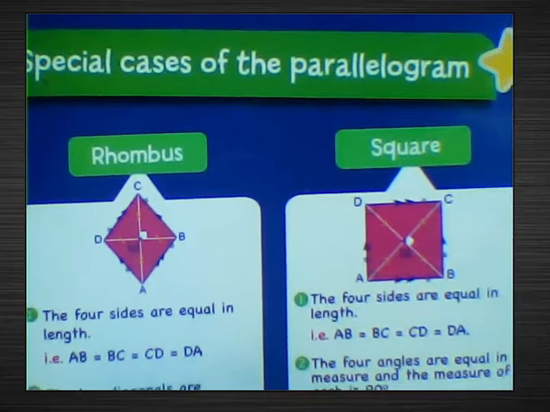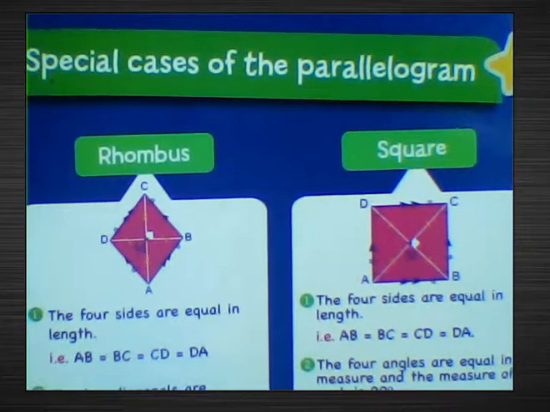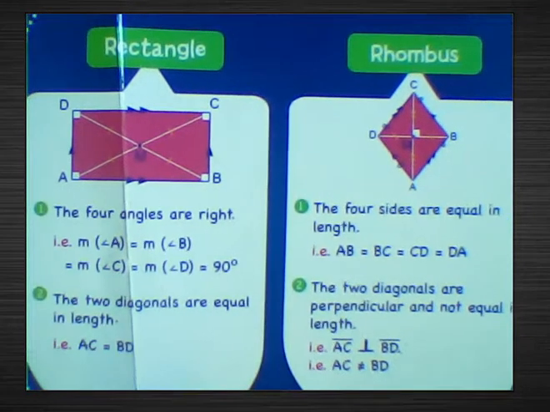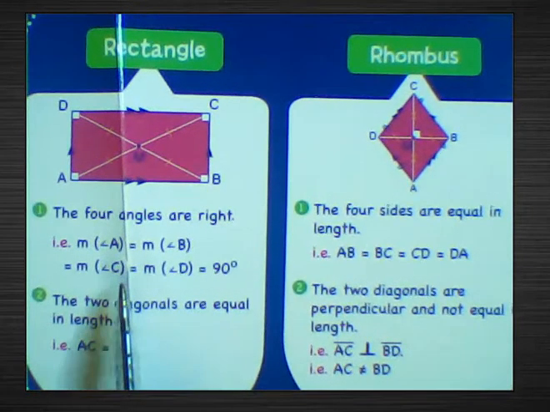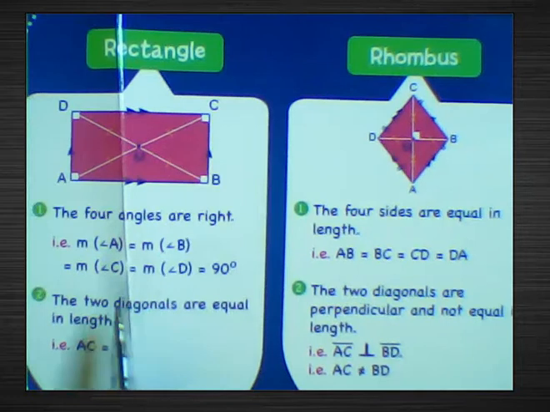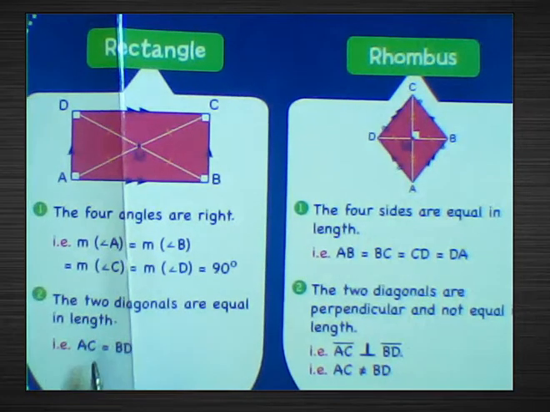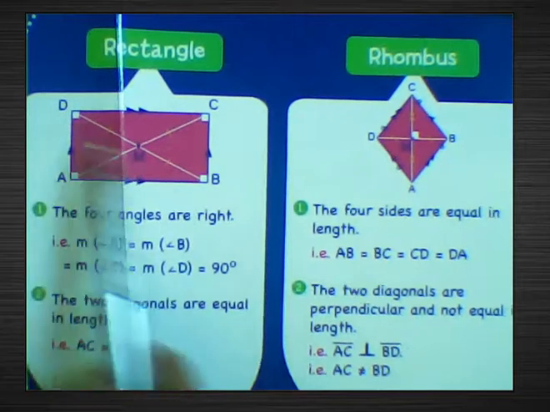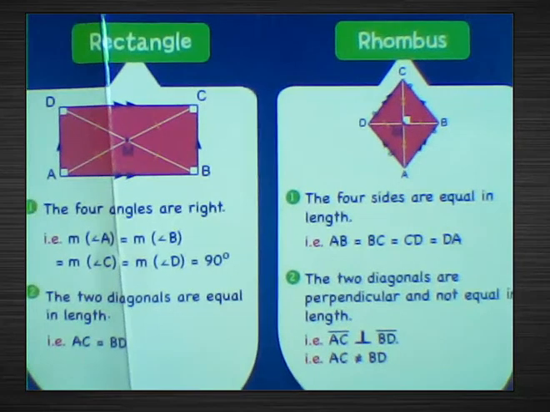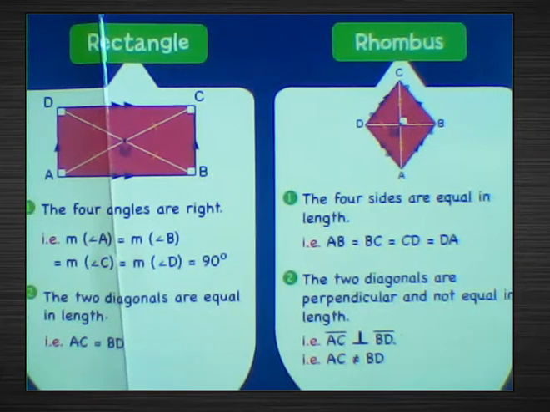Special cases of the parallelogram: square, rhombus, rectangle. What about the rectangle? Rectangle ABCD. The four angles are right. The measure of angle A equals the measure of angle B equals the measure of angle C equals the measure of angle D equals 90 degrees. The two diagonals are equal in length, such that AC equals DB. These are the properties of a rectangle.